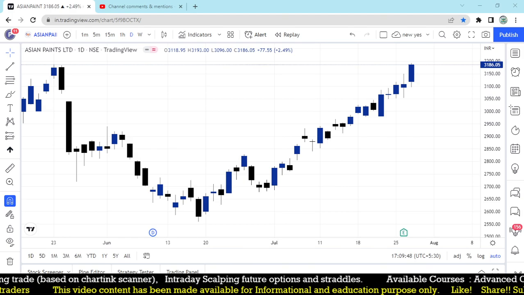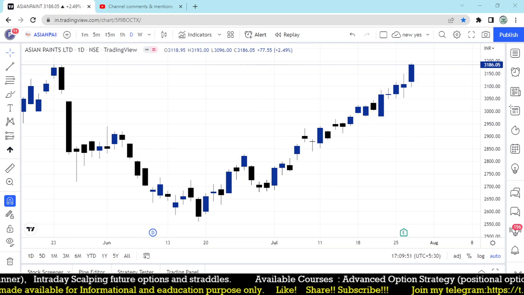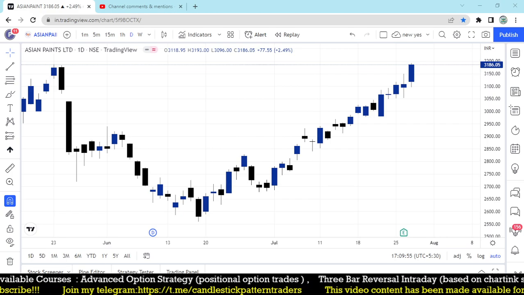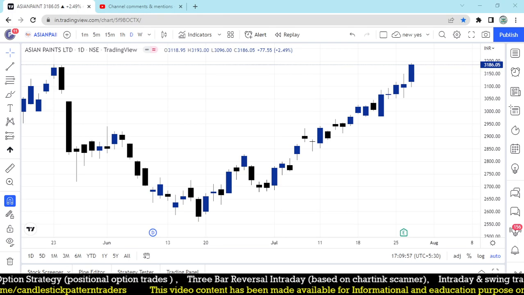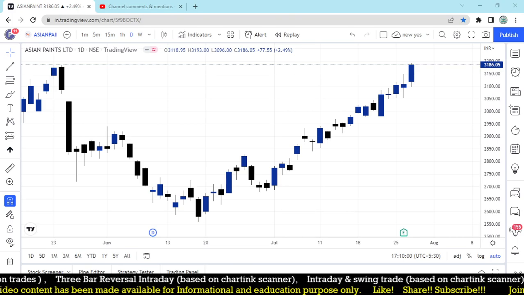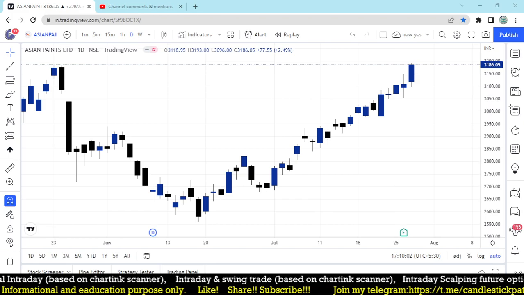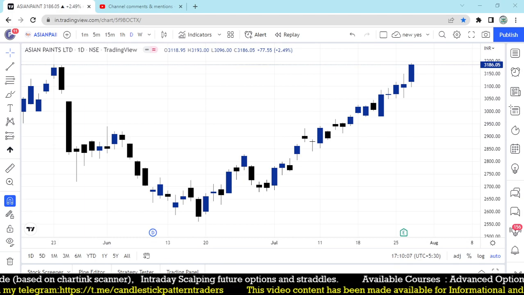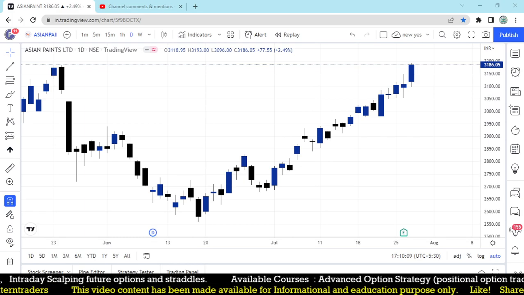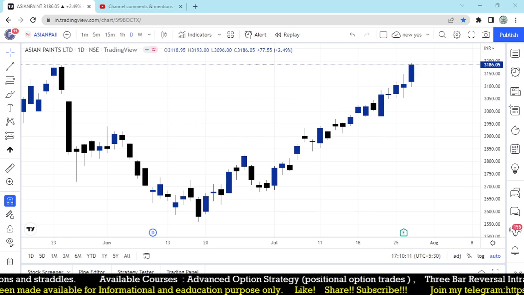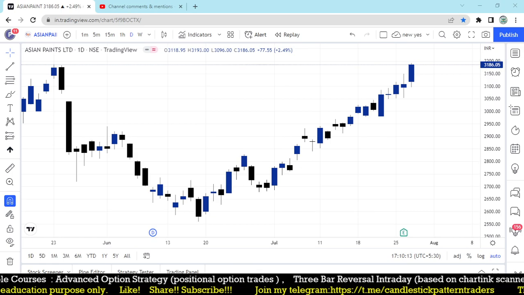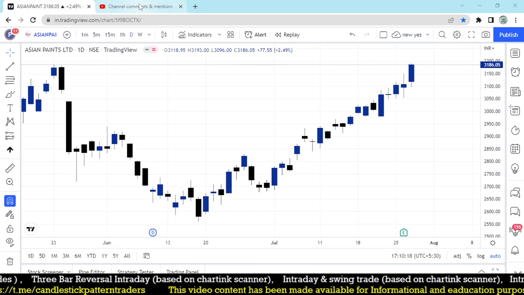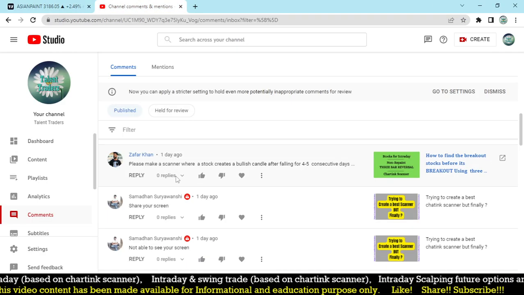In this video, we are going to create another scanner as a request from our subscriber. I hope that scan will work better because he was asking about a scanner for 4 or 5 consecutive down days, and then the fifth day should be a positive candle. If such a candle is present, it may have chances. Let's see, these are the conditions he is asking for.